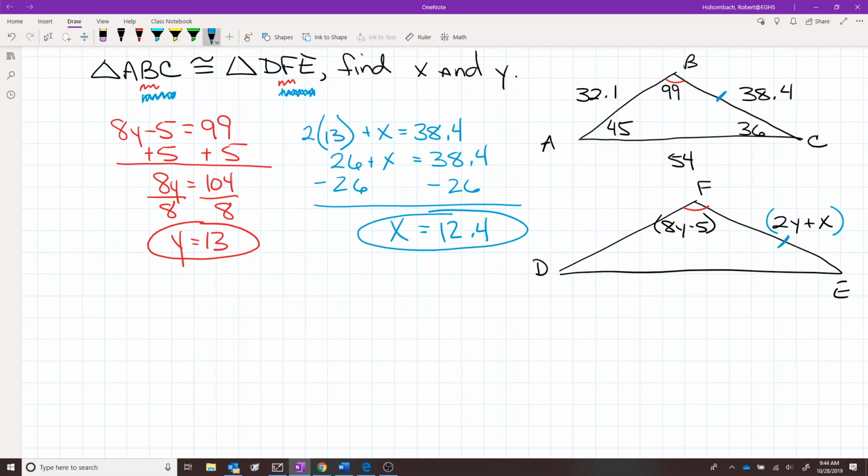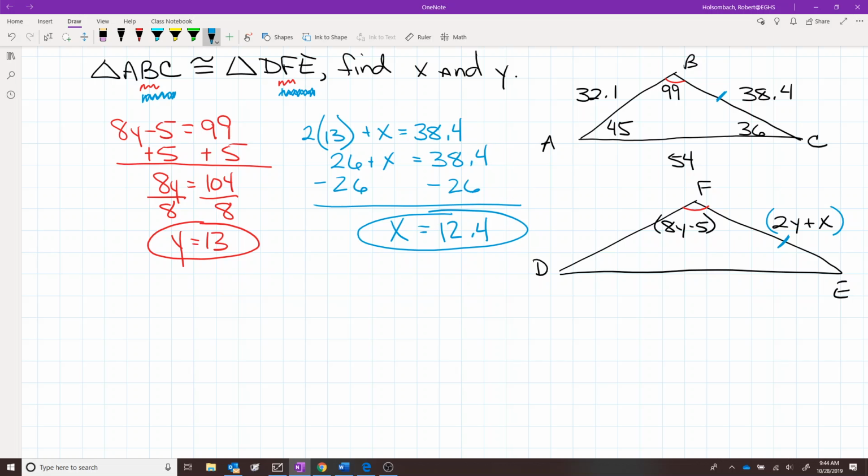Any questions on that problem? Hello? Look, both of these triangles were basically facing the same direction with the vertices in the same order. But please make sure that you refer to the congruent statement before you start assuming which sides are congruent.